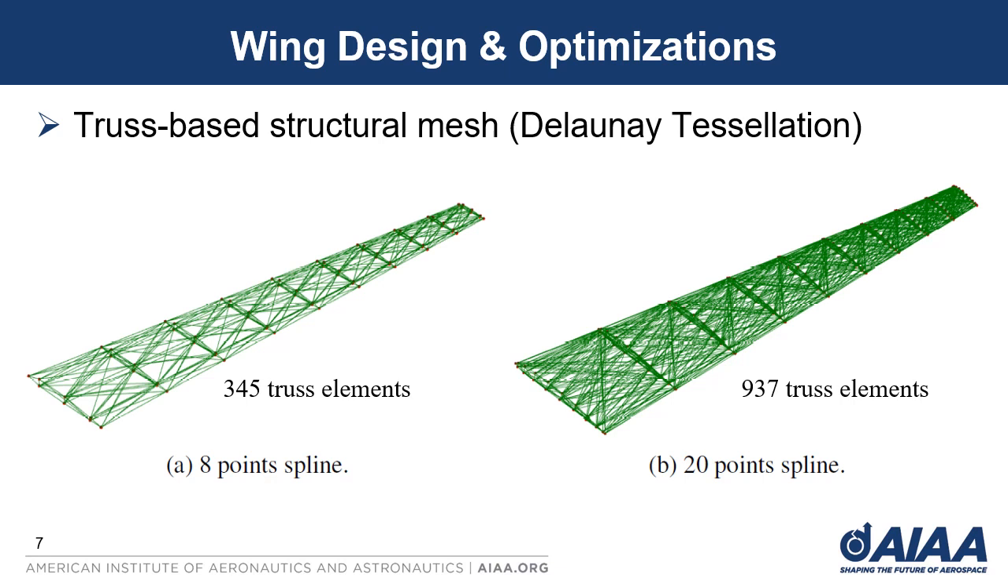As you can imagine, the spatial arrangement of such structures is a big deal. Therefore, in this work, we use the Delaunay tessellation to connect the cross-sections nodes and so create the maximum truss elements without physically crossing them. On the left, we have an example of a mesh for 8-point spline we generated 345 truss elements, while on the right, the 20-point spline generated 937 truss elements.